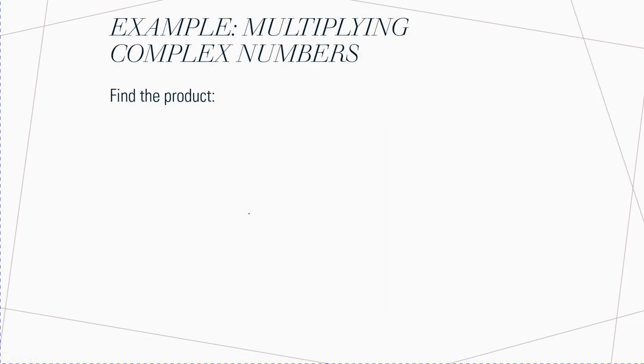Now let's talk about multiplying. Let's find the product, and again we're going to write in standard form. Let's start with something simple like minus 5 times 10 minus 6i. Here you're literally just going to distribute. Minus 5 times 10 gets me minus 50. Minus 5 times minus 6i, negative negative becomes plus 30i.